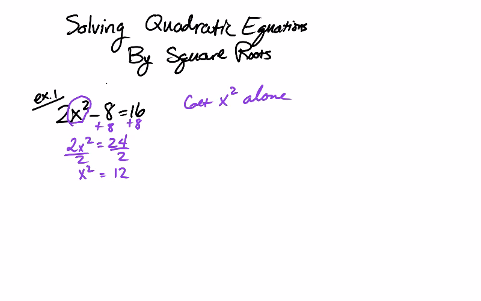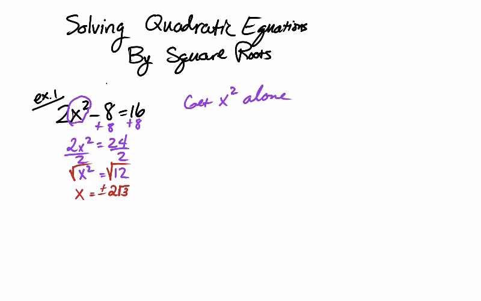And now, since the opposite of squaring something is square rooting, the inverse operation of squaring is square rooting, we're going to use square rooting on both sides, and so we'll get x equals, and we have to use a plus or minus when we're solving an equation and we square root both sides, and the square root of 12 is 2 square root of 3 simplified, and that would be our answer.